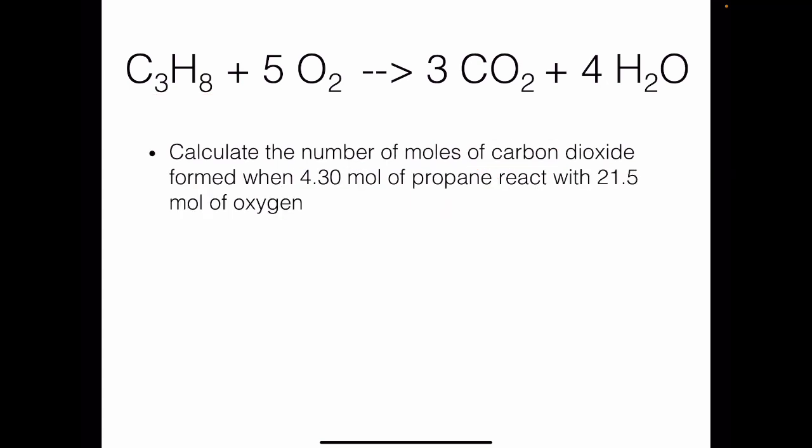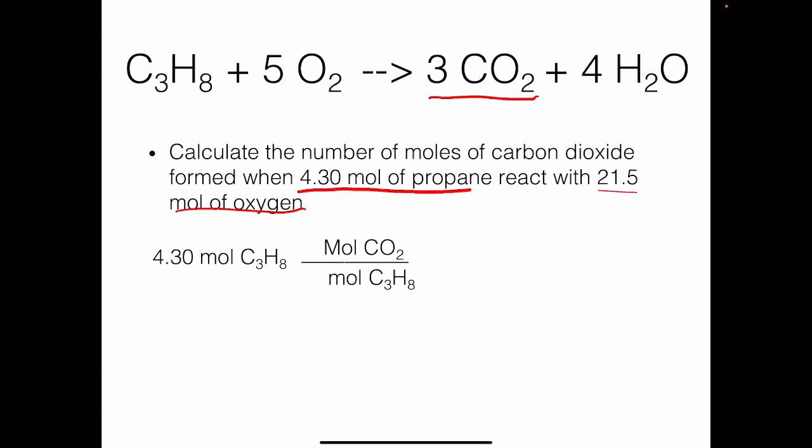In another problem, we're asked to calculate the number of moles of carbon dioxide formed. So here we are able to determine how much carbon dioxide is formed. But here we have two given pieces of information. We have 4.3 moles of propane and we have 21.5 moles of oxygen. So there's a couple of ways we could approach this problem. We can start first with 4.30 moles of propane, go through the same process that we've gone through before.